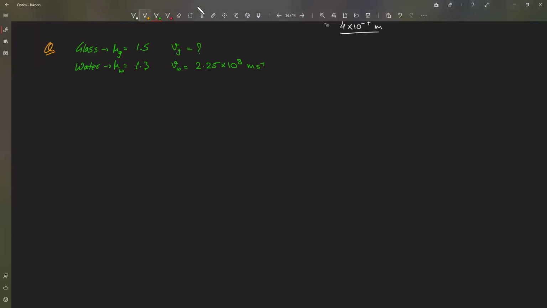Okay. So refractive index is given for both the mediums. One medium's velocity is given. You have to find the speed in the second medium. It's a straightforward, simple question. Can you repeat your answer? 1.17 into 10 to the power 8 meter per second, right? Yeah.